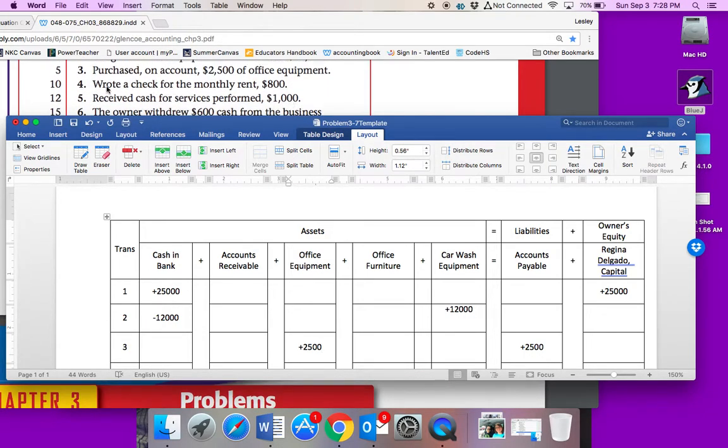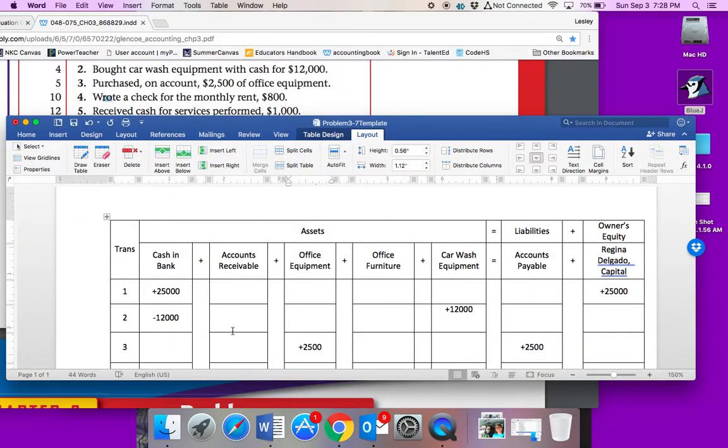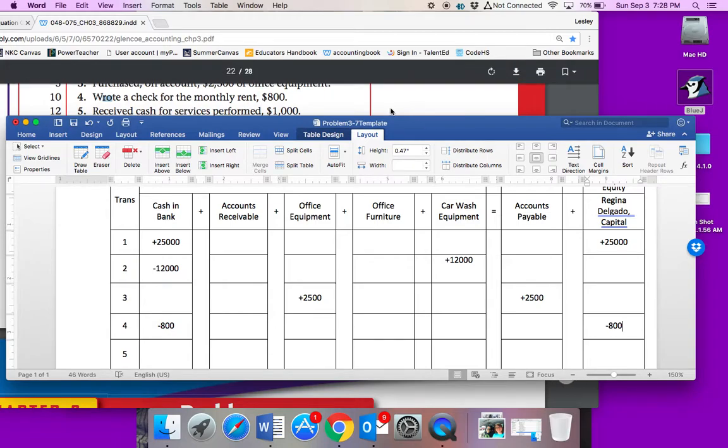Okay, the next thing you see is we wrote a check for monthly rent of $800. Okay, wrote a check. Automatically talking about cash and bank. Okay, and when we wrote a check, it means it's coming out, so we're going to minus $800. Okay, so rent is one of those intangible things that we can't resell later on to make money. So it can't be an asset, okay? Or it can't be accounts payable because that's not a debt we're paying off. It's just a bill. So since it's a bill or an expense, it's an intangible, it's going to have a negative effect on our capital. So it's going to be minus $800 from your capital.